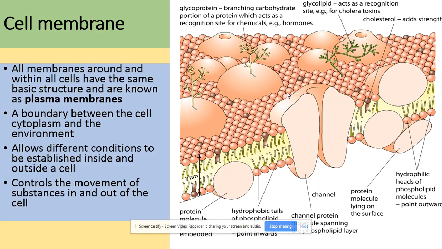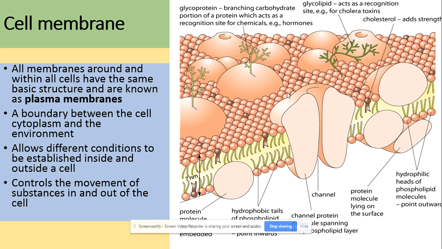So this is the structure of the cell membrane, and all membranes around and within all cells have the same basic structure, and they are known as the plasma membrane. So what's the job of those? Mainly it's to provide a boundary between the cell cytoplasm and the environment, and they allow different conditions to be established inside and outside the cell, and they also control the movement of substances in and out of the cell.